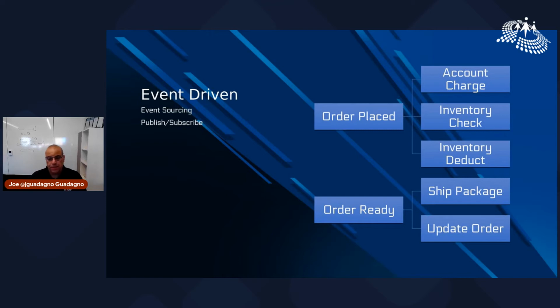So if we go back and look at that fictional company called Amazon.com, when you go in and place an order, there's a couple of things that happen. You have to charge the person's account, make sure that they can pay for it. You check the inventory to make sure it's there. Then you have to remove the inventory. Then you have to ship the package and update the order.